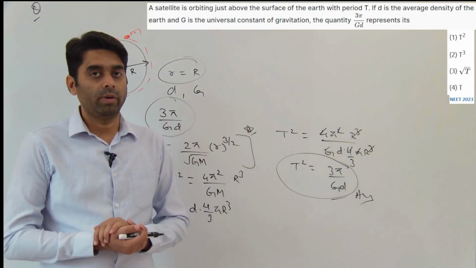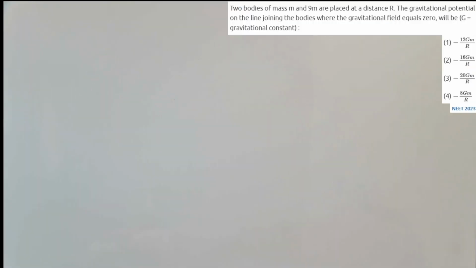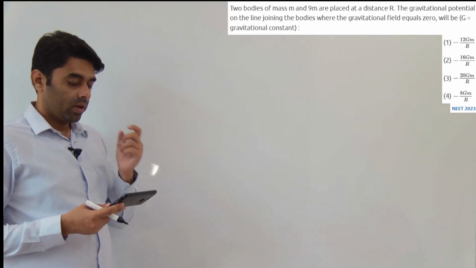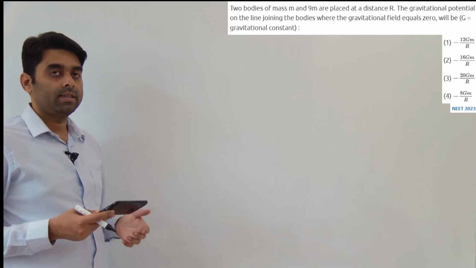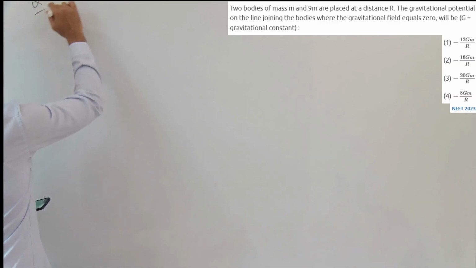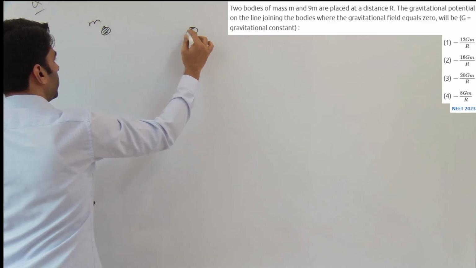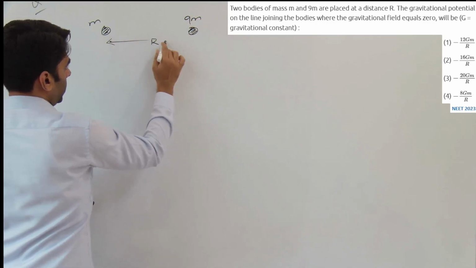Let's look at the next question. Our next question is again question 23. Two bodies of mass m and 9m are placed at a distance of r.